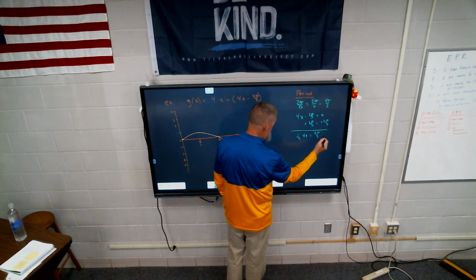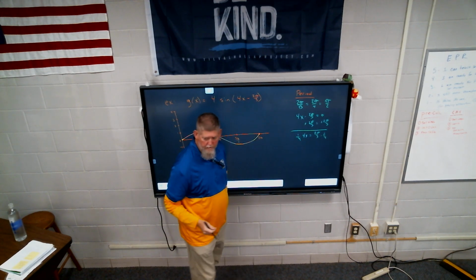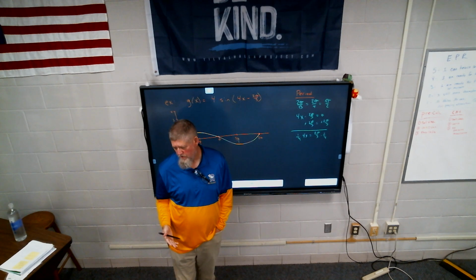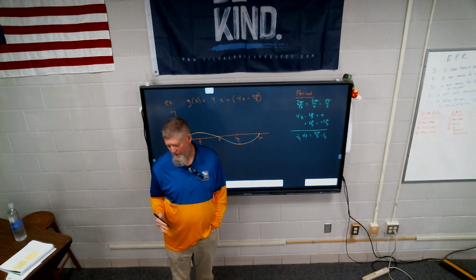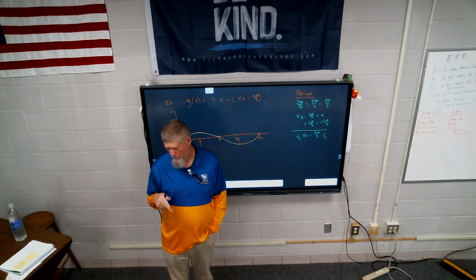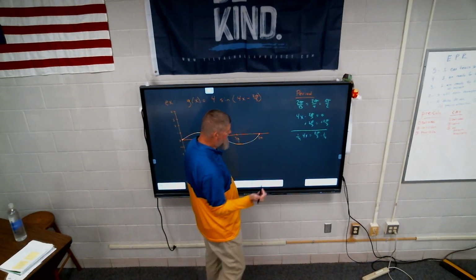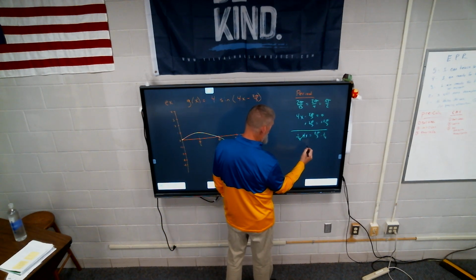So like, what if we do divide? If you divide by 4, you're going to keep, change, flip. Divide by 4, you're just going to multiply, keep, change, and then flip to 1 over 4. Alright. It's the same. I just like the way it looks better.